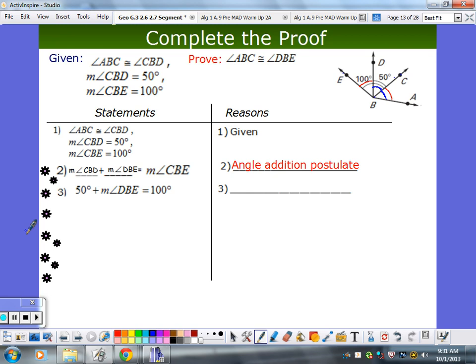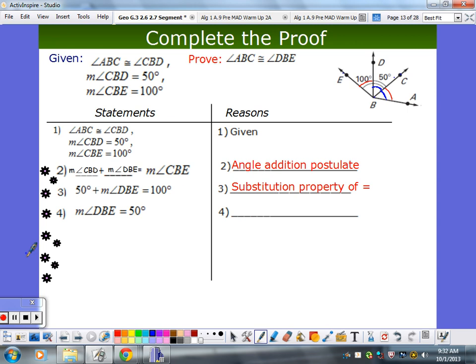What do we use? We can use substitution, because I'm substituting in the fact that it says right here, CBD equals 50. So here, CBD substitution says that wherever you see that, you can put in a 50. Same thing with CBD: wherever I see that 100, CBD, I can put in a 100. So that's pure substitution. Angle DBE equals 50. The measure of that angle is 50.